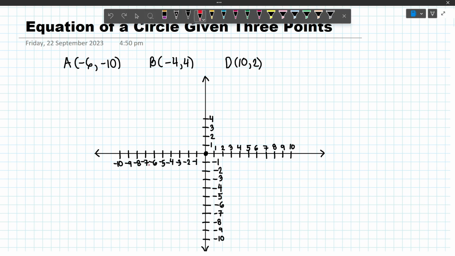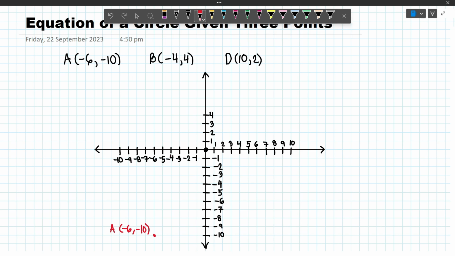Point A will be at -6, -10, which is here. Point B will be at -4, 4, which is here. And our point D will be at 10, 2, which is here.